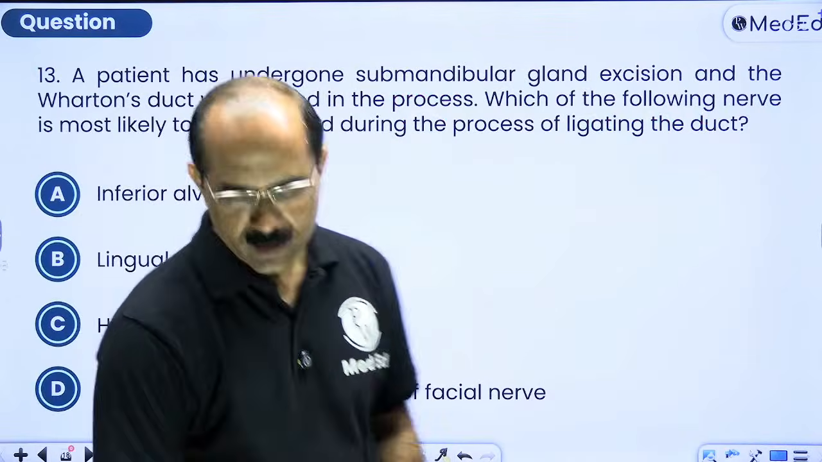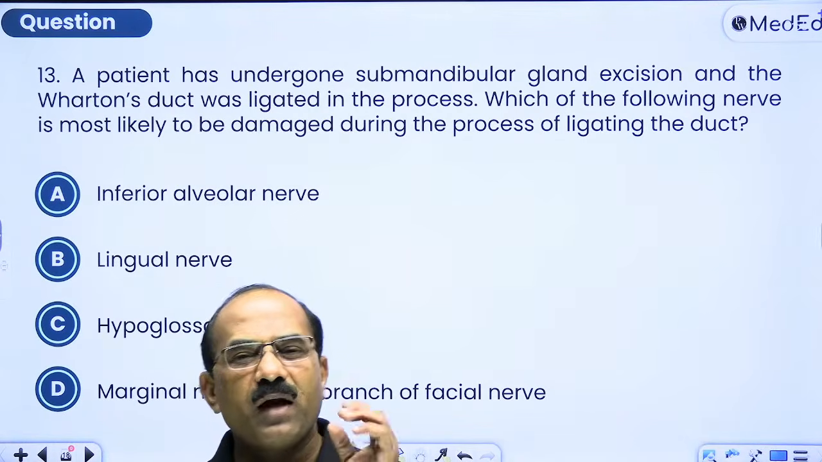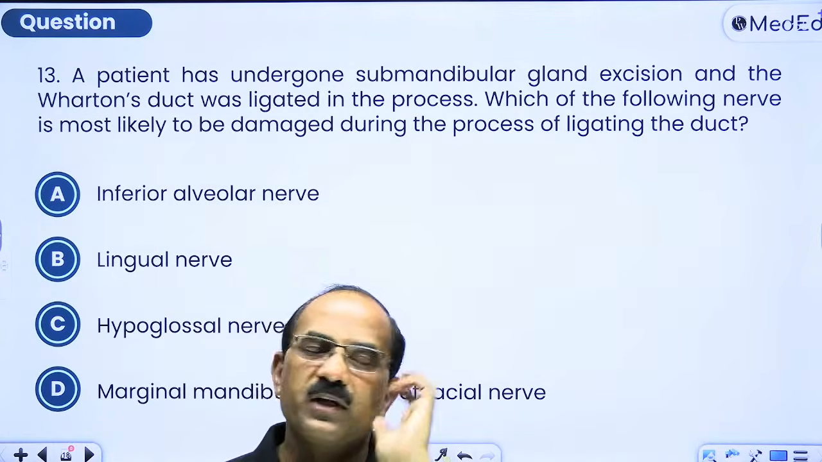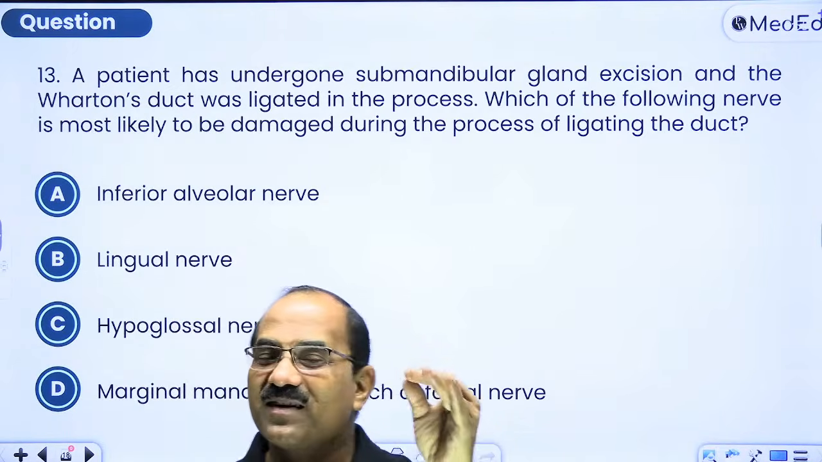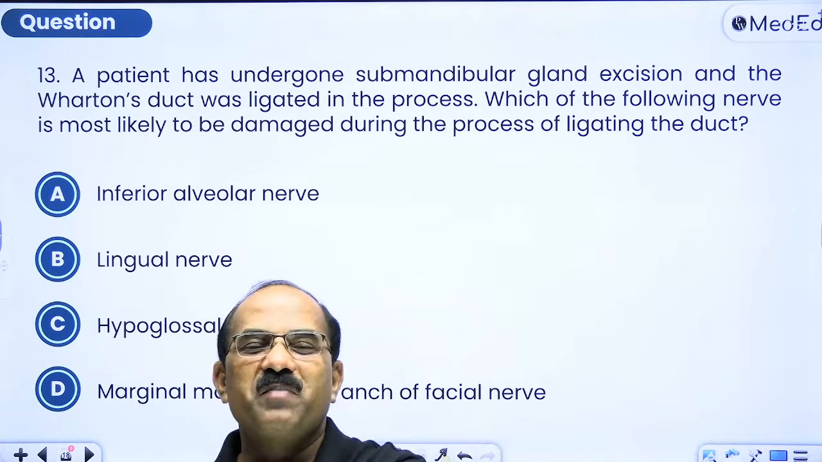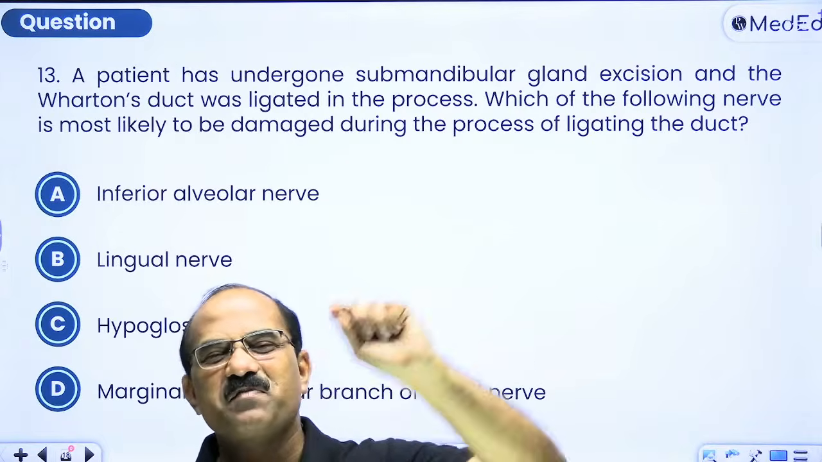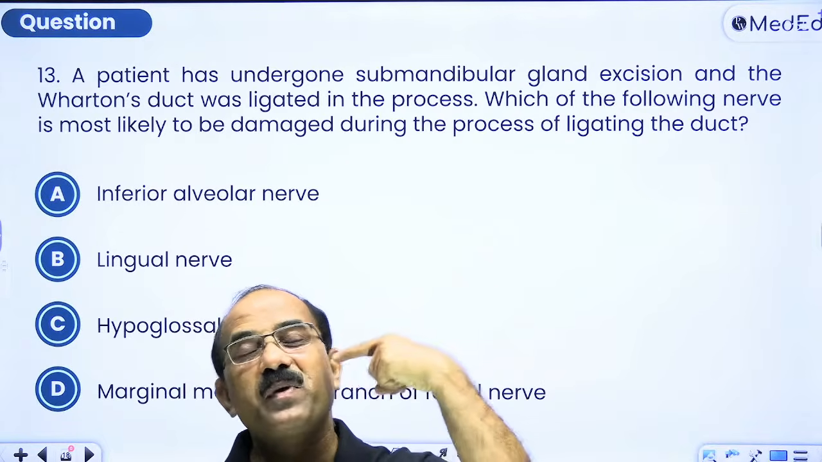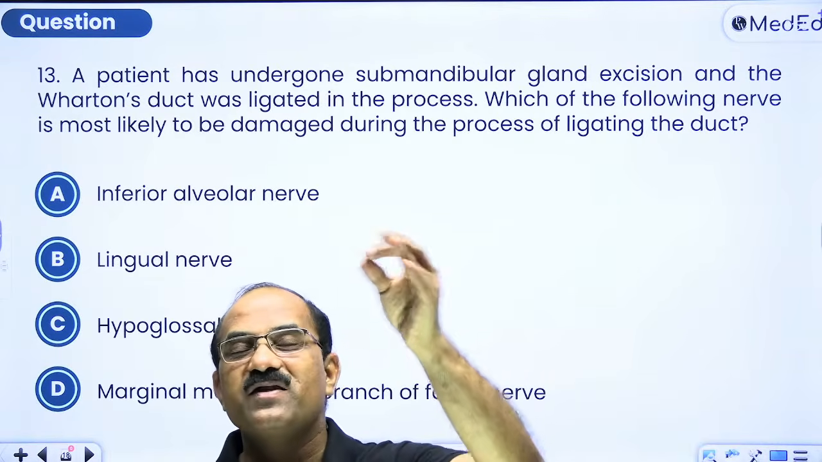So I'll just read this MCQ. A patient has undergone submandibular gland excision. Submandibular gland को निकाल दिया, ठीक है? And the Wharton's duct. What is Wharton's duct? It's the submandibular duct. वैसे parotid duct को क्या बोलते हैं? Parotid duct को हम बोलते हैं Stenson's duct. Stenson's duct is the parotid duct, and this parotid duct is piercing what? Buccinator.